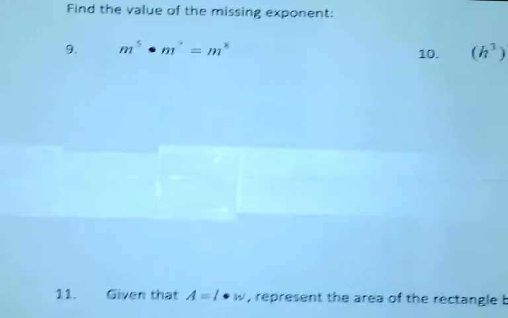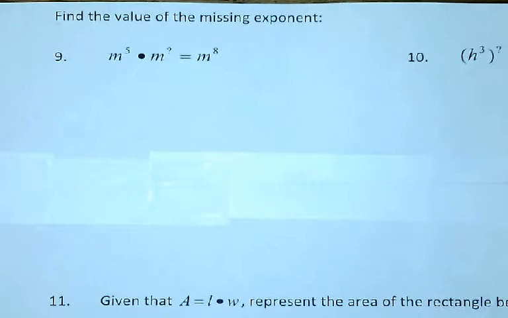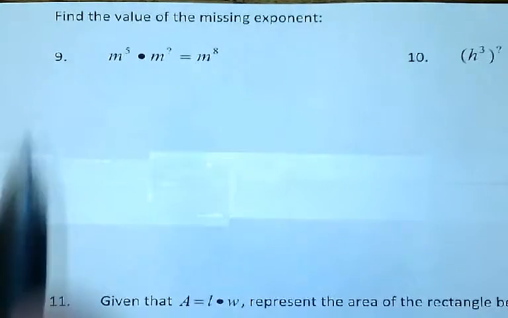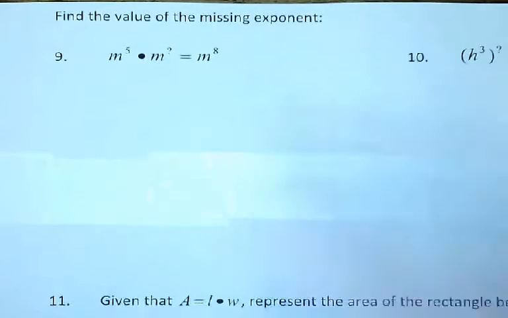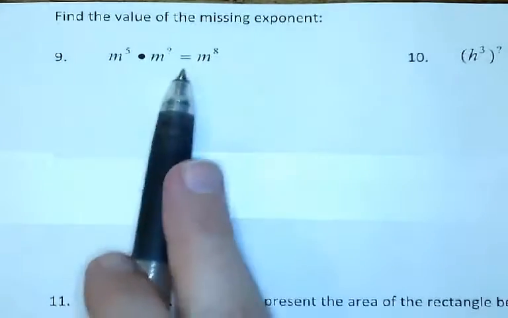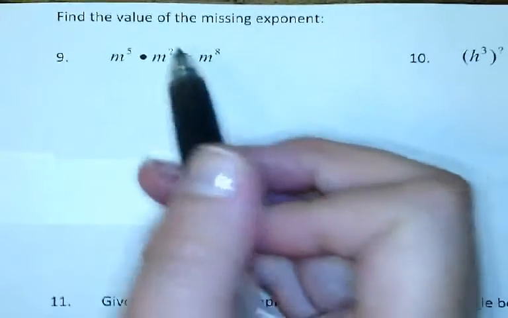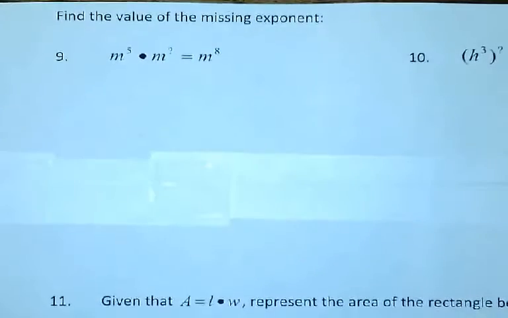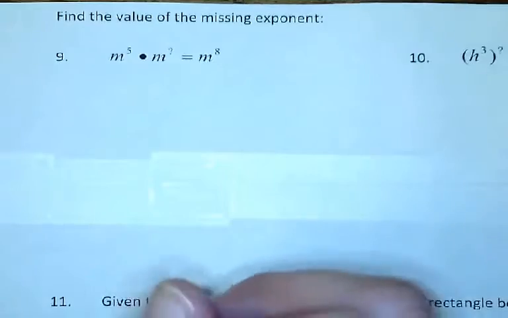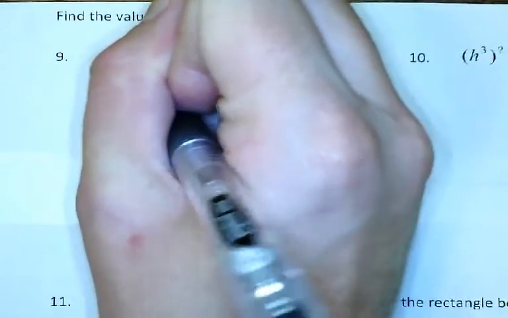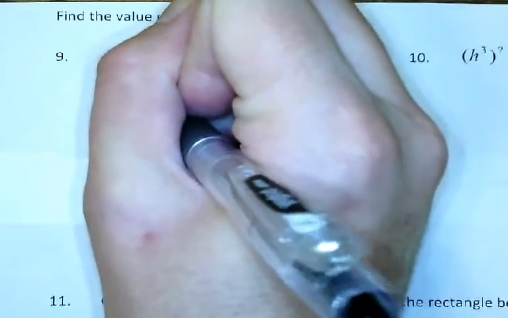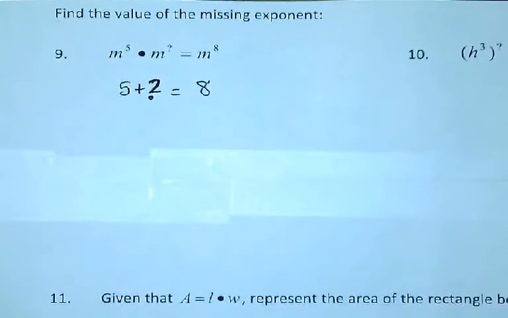Based on our exponent rules, we want to find the value of the missing exponent. So if we have m to the 5th times m to the question mark equals m to the 8th, how are we going to find this value right here? Well, guys, what do we do to our exponents when we multiply our powers here? We add them. So, guys, this becomes 5 plus, not 2, 5 plus question mark is equal to 8.